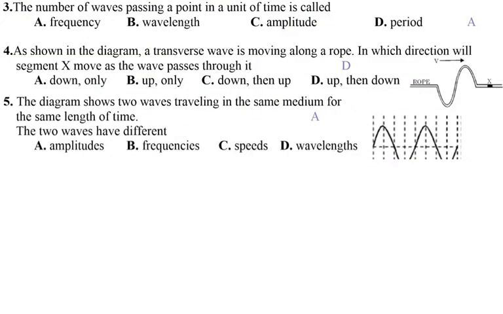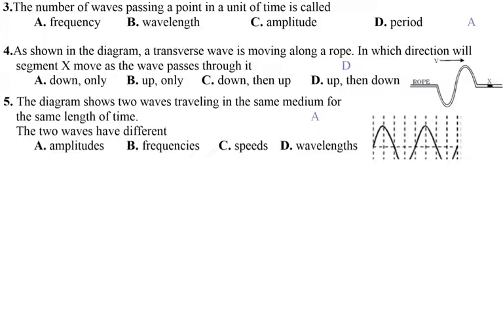For number 3, the number of waves passing a point in a unit of time is called frequency. How many waves pass a point in a second is frequency. The next question is the wavelength, just to go over it. The wavelength is the distance between 2 points of the wave at the same position. Amplitude is how far it's displaced, and period is how long it takes to make one full wavelength.